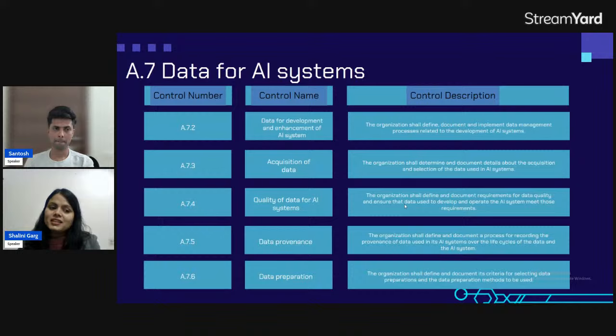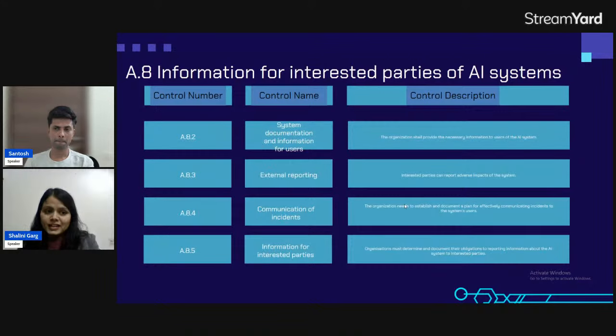Now we are moving on to the next standard, which is information for interested parties of the AI system. Relevant parties shall have the necessary information to understand and assess the risk. We have to have the data at least to understand and assess the risk. The impact can be positive or negative, but the data is very important.